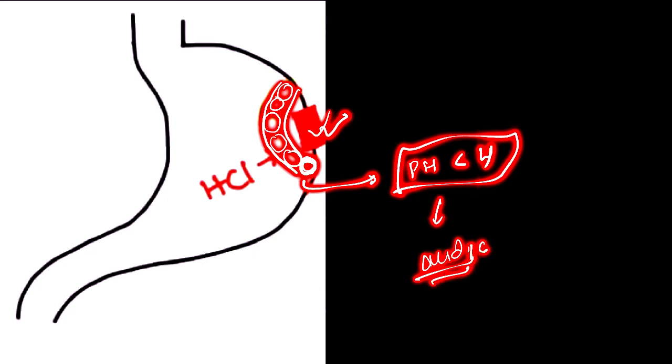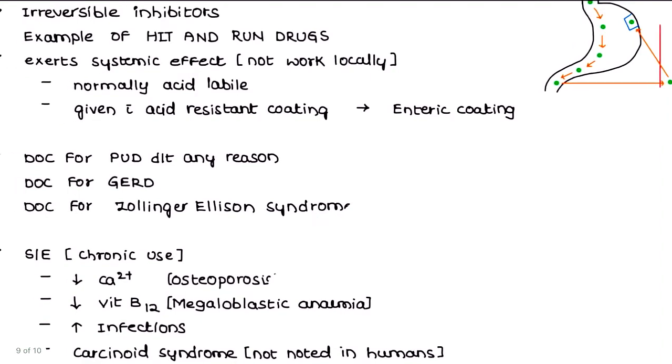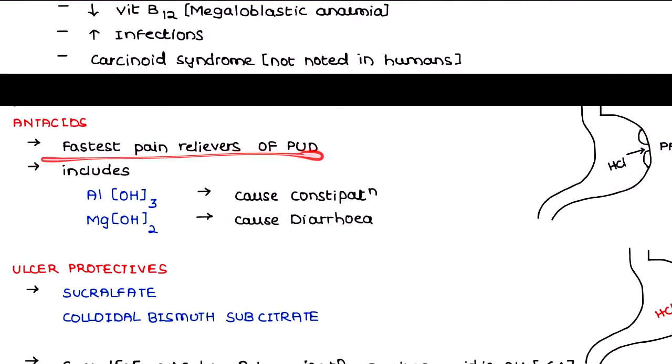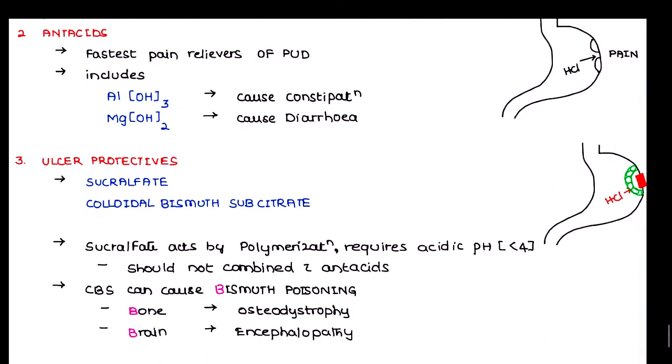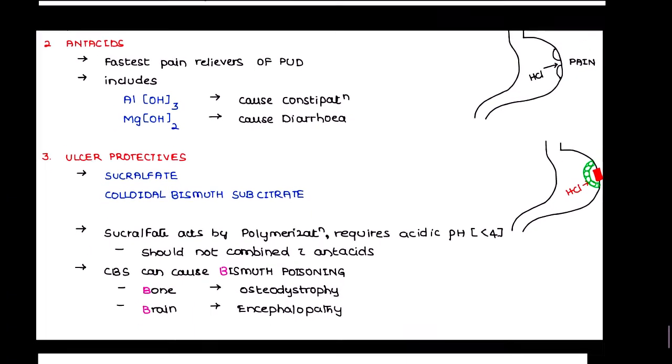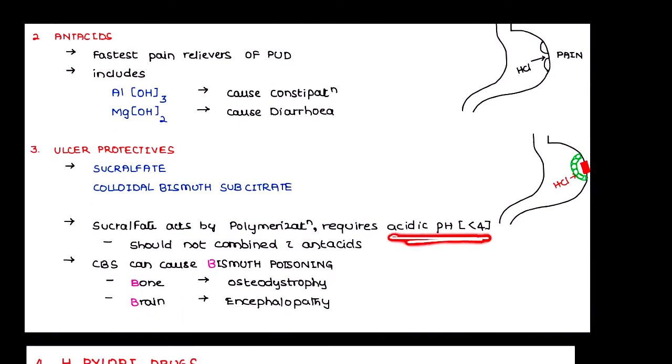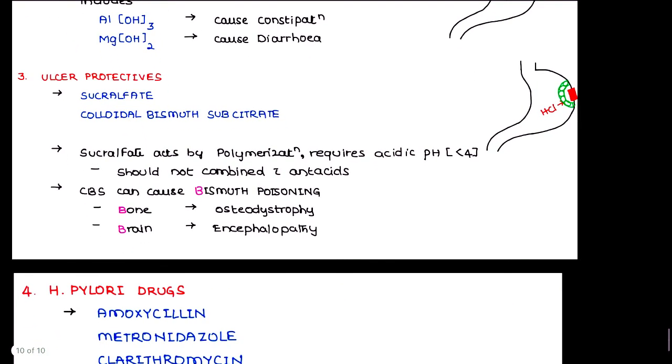Since they work in acidic condition, they should not be given combined with antacid, because the antacid we discussed just above is responsible for creating a basic environment, or for neutralizing acid. But sucralfate and colloidal bismuth subcitrate work at a pH of less than 4, and they polymerize at such pH. So since they require low pH, they should not be combined with antacid, right?